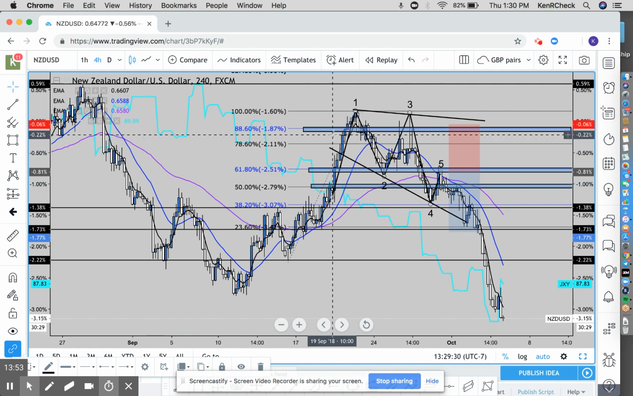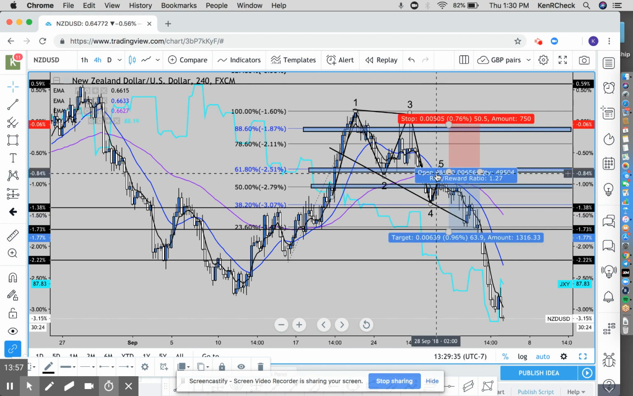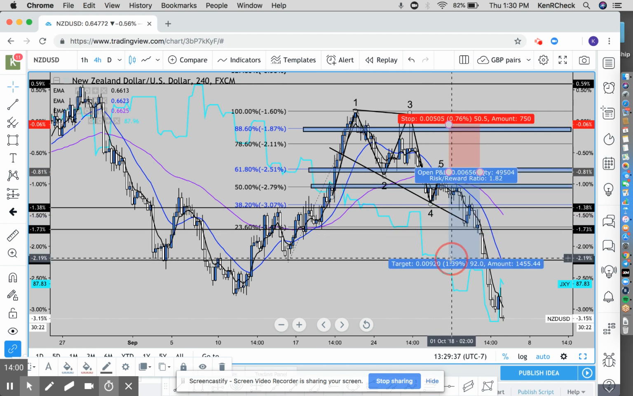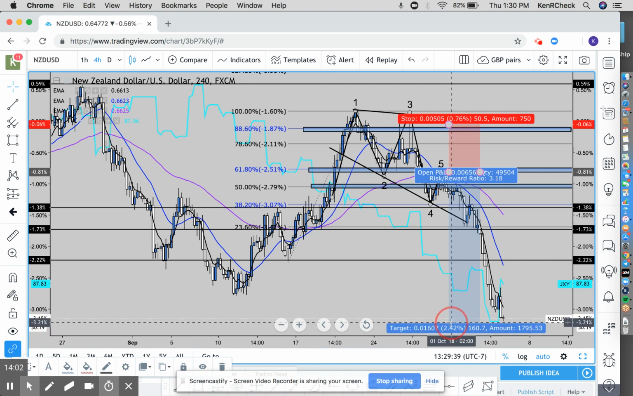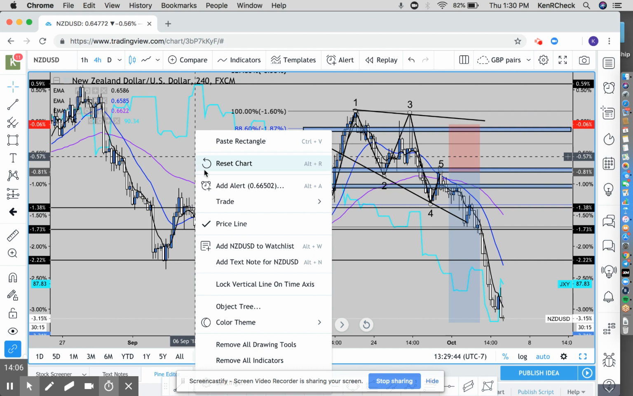Came all the way down, made a nice double top. This is where I predicted where the market came. Zero entry. So this was all with last night. It's a 160 pip movement. Awesome. But we're going to delete this.